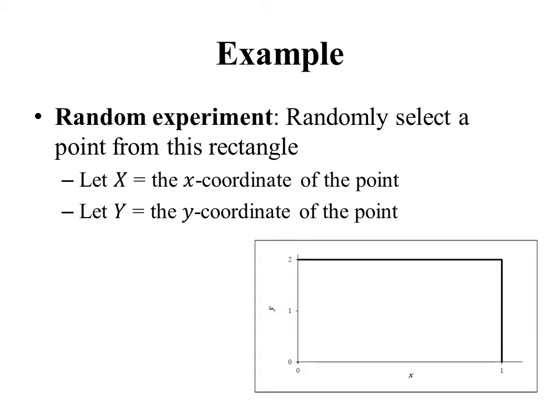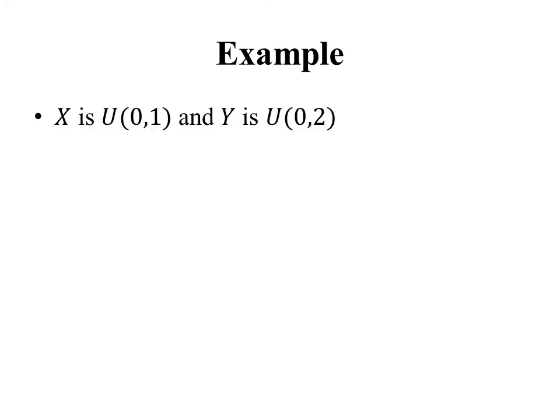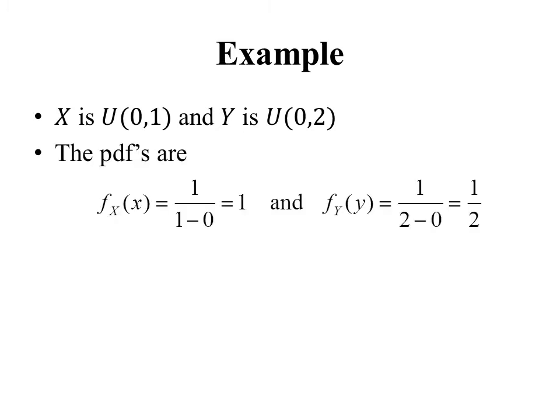And so that indicates that both x and y are uniformly distributed. So x is uniform over the interval 0 to 1, and y is also uniform over the interval 0 to 2 in this case. So we know the distributions of these two random variables, so we can describe their PDFs. So the PDF of x is 1 over 1 minus 0. The PDF of y is 1 over 2 minus 0.